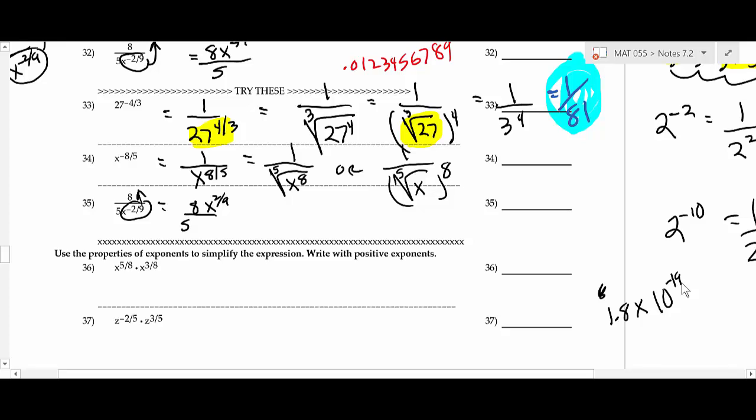If you're a computer programmer, learning about computers, you'll look at how long it takes for one operation. Well, you're talking about picoseconds or nanoseconds, something like that. You know what I'm talking about. That's a tiny number, so it's going to have a negative exponent.